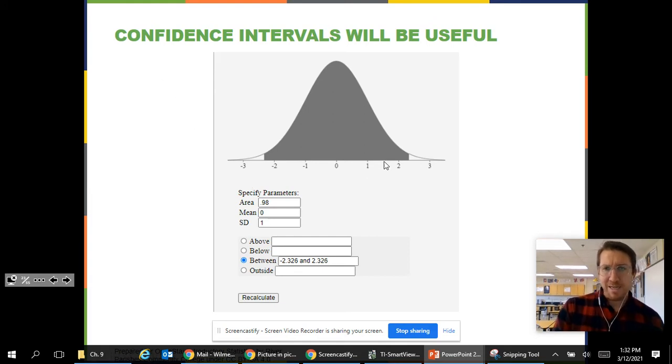And this is showing 98% of the data in the gray region, which would mean there's 0.01, so 1% on the right side and 1% on the left side. So I think we would all agree anything that falls on the left or right side would be considered extremely rare. Top 1%, bottom 1%. And this calculator gives us those values.